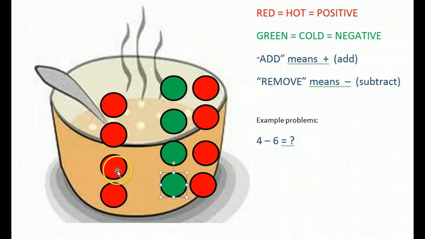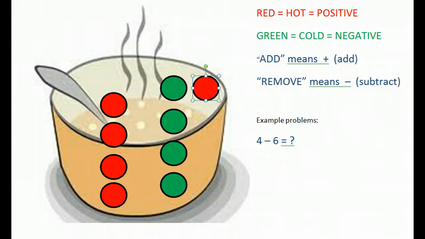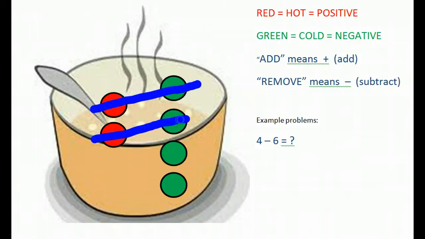So here are the 4 hot cubes I put in. I put in a bunch of 0 pairs. They haven't changed the temperature. Now I can take away 6 hot cubes. So I'll take 1, 2, 3, 4, 5, 6. Okay. Look what I'm left with. I hope you're seeing 0 pairs. Here's another 0 pair that's formed. There's a 0 pair that's formed. My answer, as we can see, is negative 2. So 4 minus 6 is negative 2.